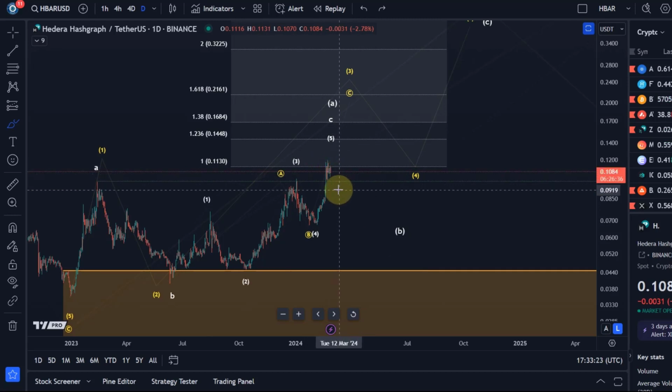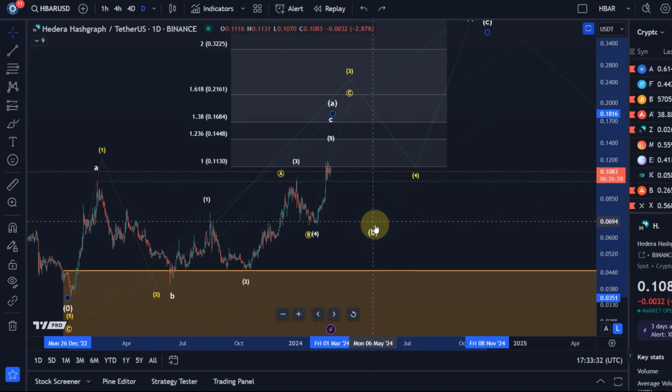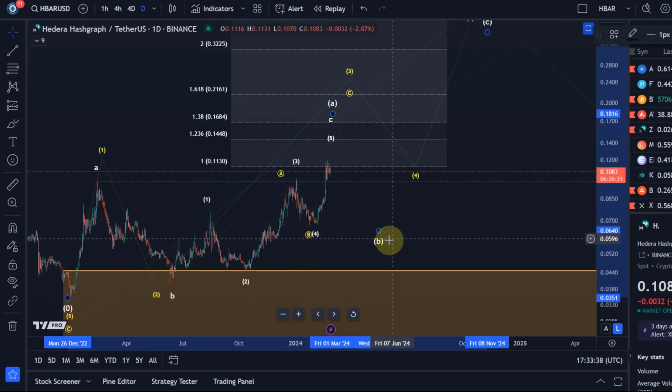A strong rejection from here could lead to a B-wave pullback. And that would be further confirmed with a break below that 6.7 cent level. And then, if we see a rejection, if we see a pullback, we can calculate a support zone for wave B. That's how I see HBAR at the moment.